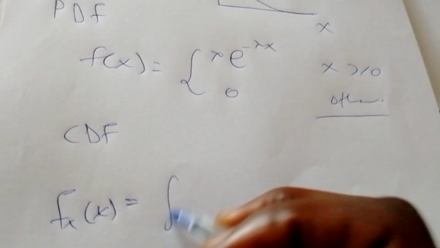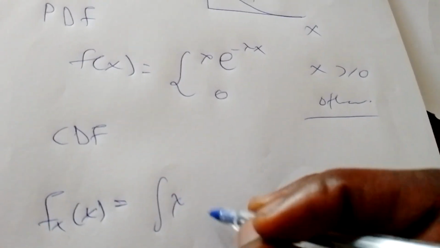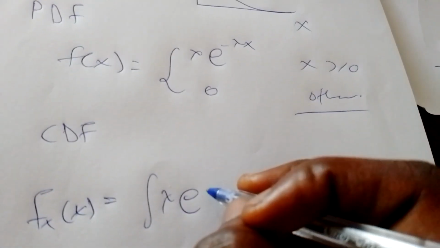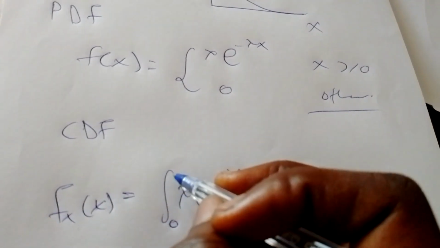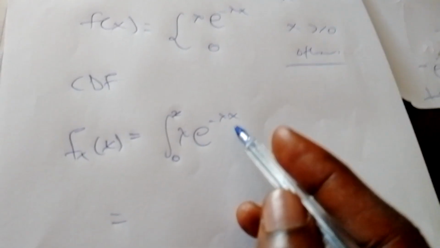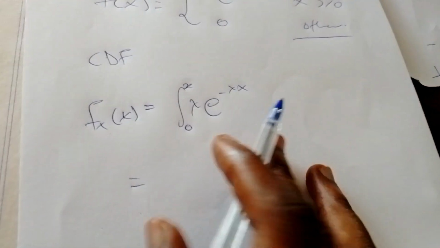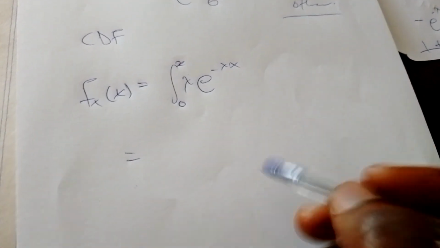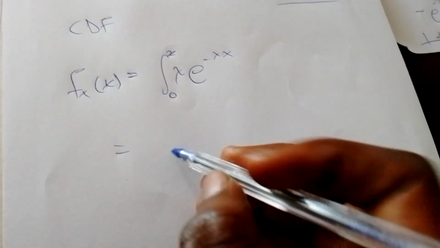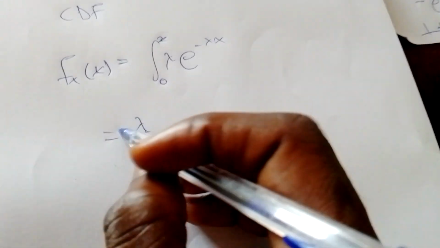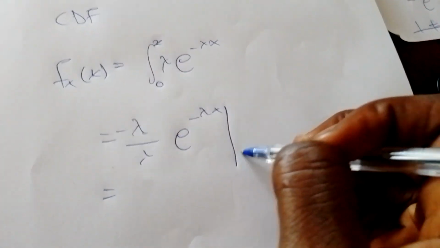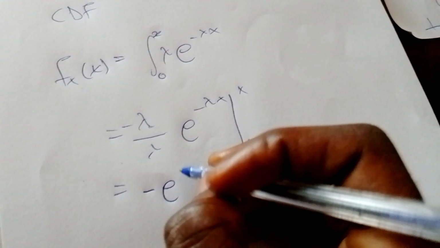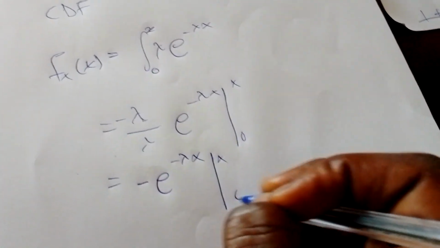To get the CDF, you have to integrate that function, lambda e power negative lambda x, from 0 to some x. Ideally we're not supposed to use x inside here. Okay, so how do we go about this one? This is quite a straightforward integration. You have lambda e power negative lambda x from 0 to x, so you just end up with negative e power negative lambda x evaluated from 0 to x.